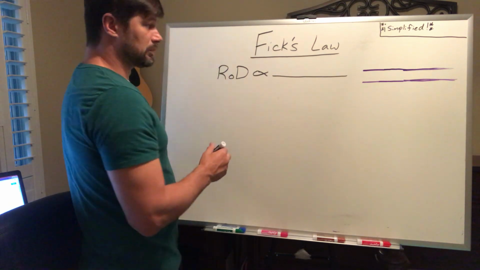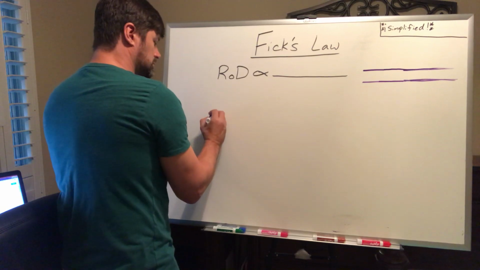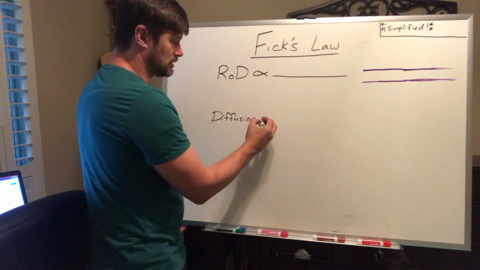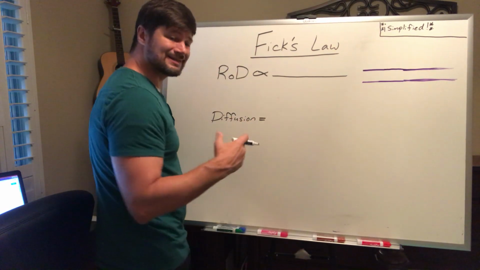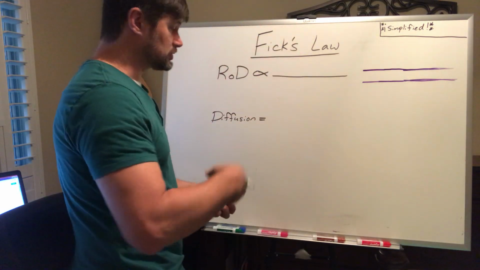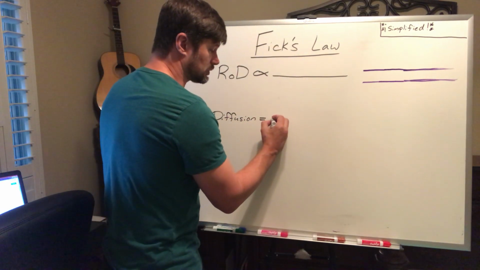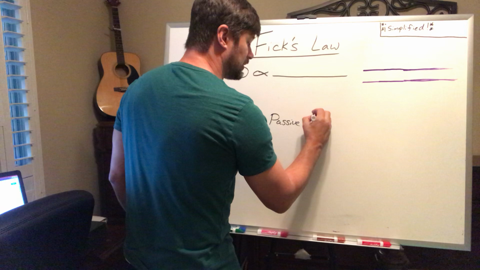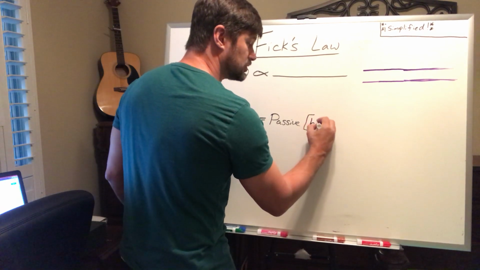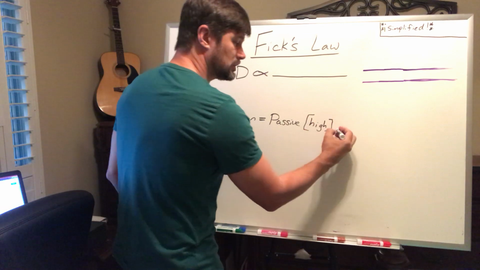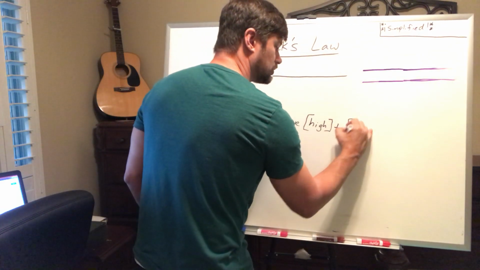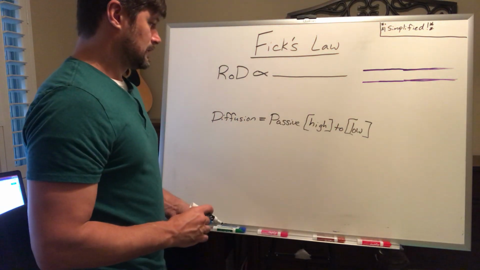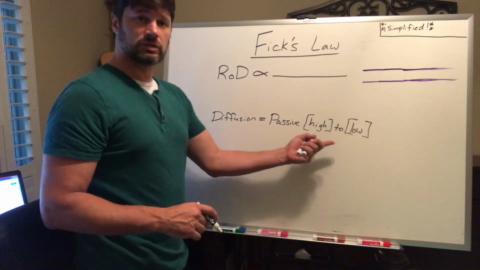Diffusion. We need to remember what the word diffusion even means. When we're dealing with diffusion, we're dealing with passive energy. Diffusion is things moving from an area of high concentration to an area of low concentration. The brackets mean concentration. So it's high concentration to low concentration. That's what passive means. The rate of diffusion is the speed at which things are moving from high to low.